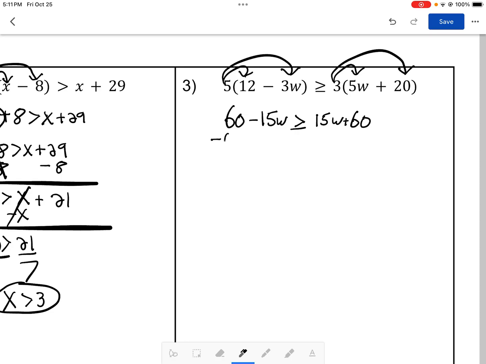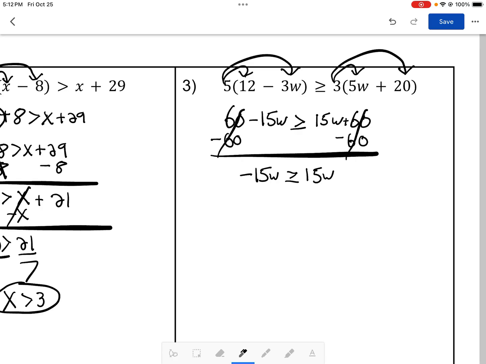I'm going to subtract 60, my constants, on both sides. They cancel. So now I'm left with negative 15w is greater than or equal to 15w. I see that I have w's on both sides of my inequality, so I need to do the opposite. I'm going to subtract 15w here, and I'm going to subtract 15w here to get it on the same side. Negative 15w minus 15w is negative 30w. Bring down my greater than or equal to sign, and those w's cancel to become 0.